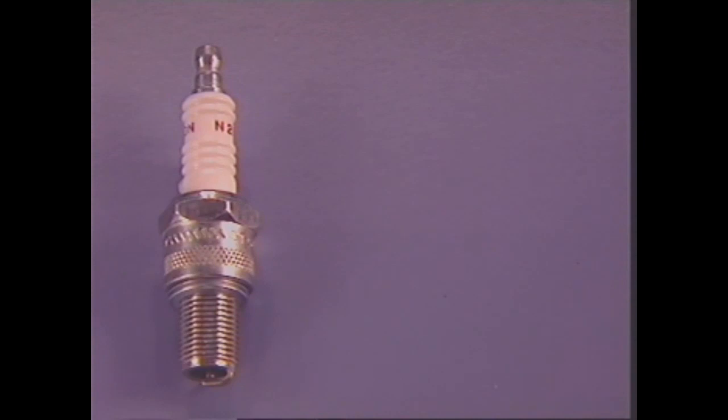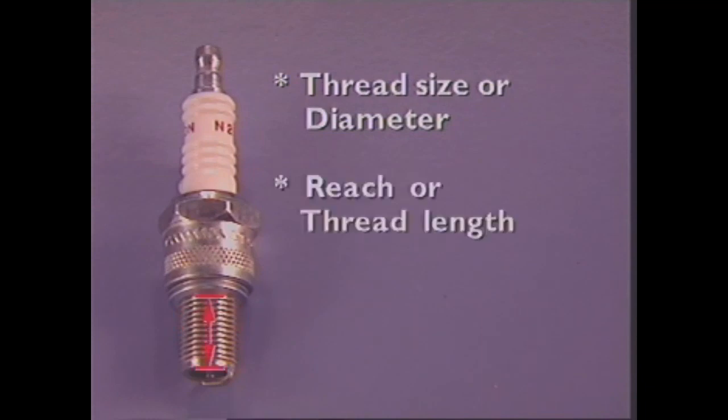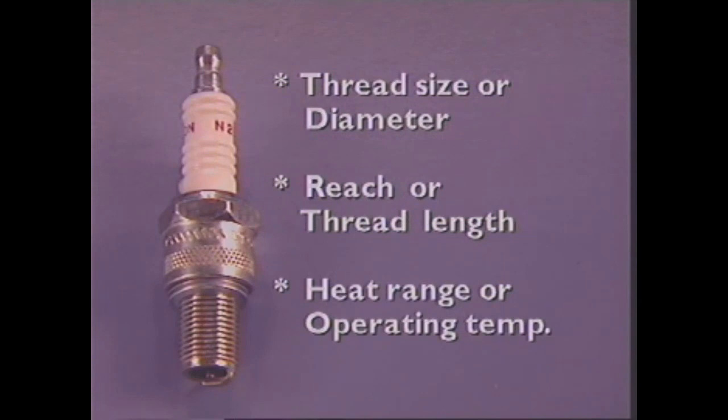Spark plugs are identified by 3 different features. These are thread size or diameter, reach or length of the thread, heat range or operating temperature.